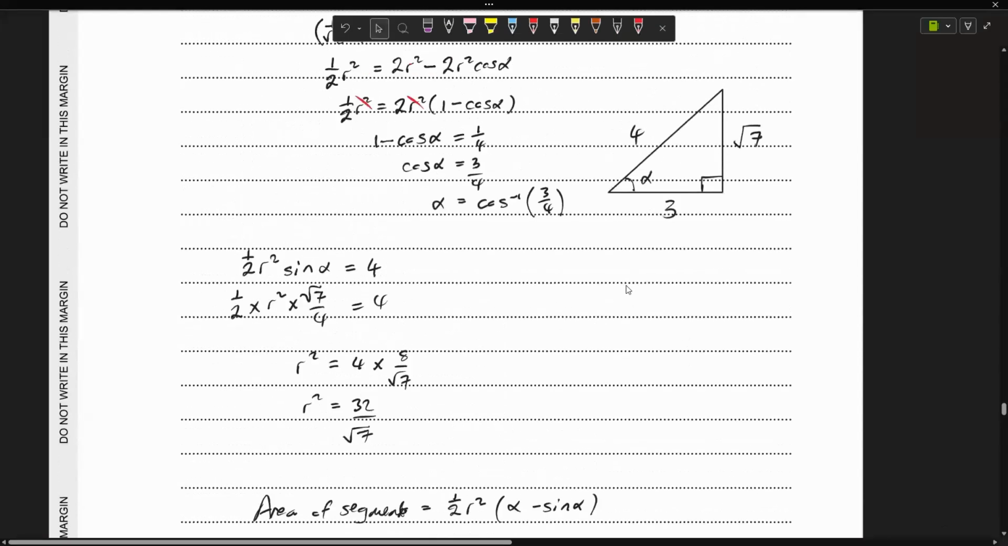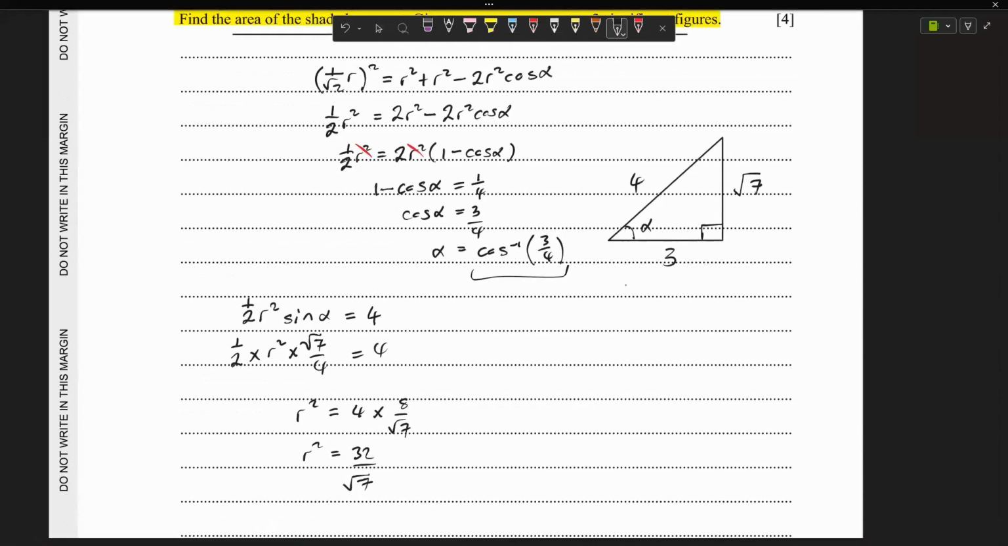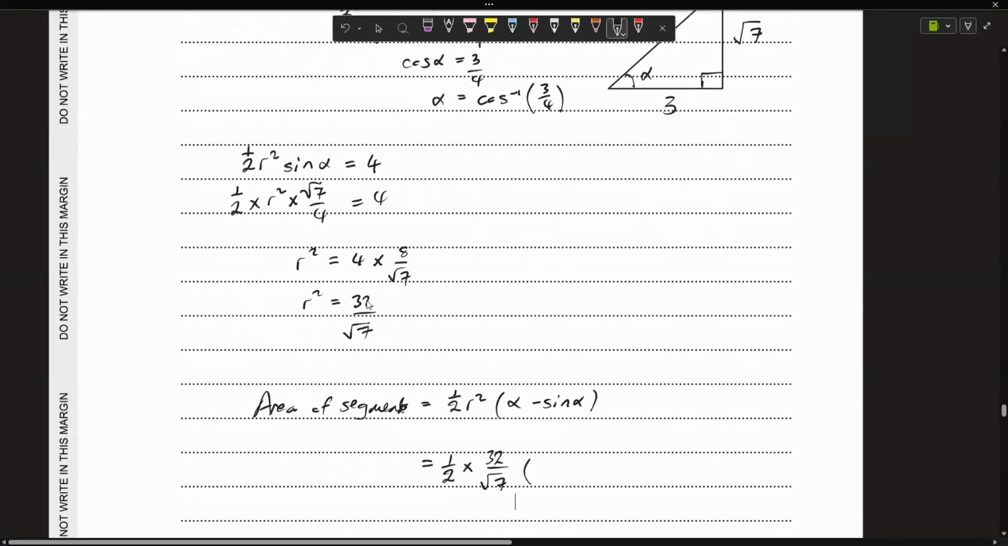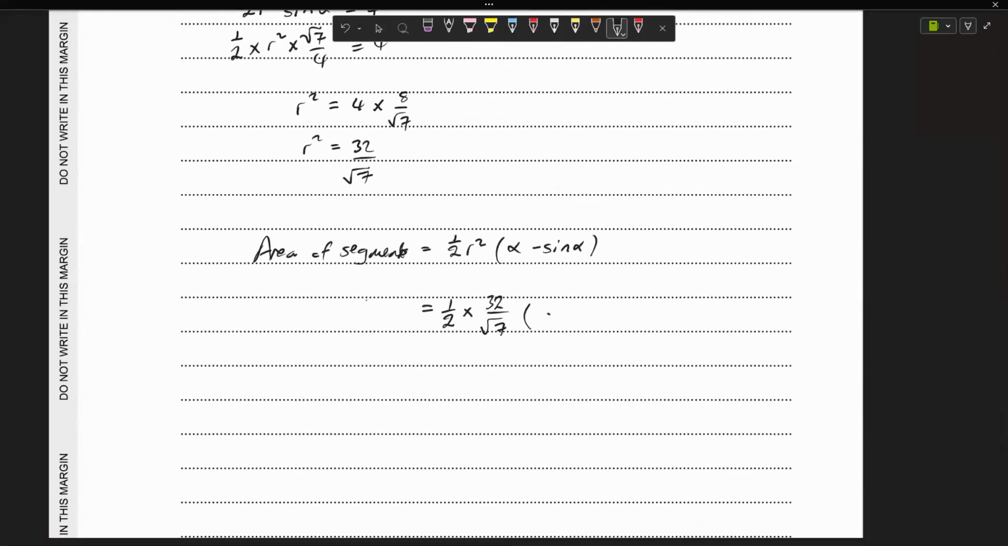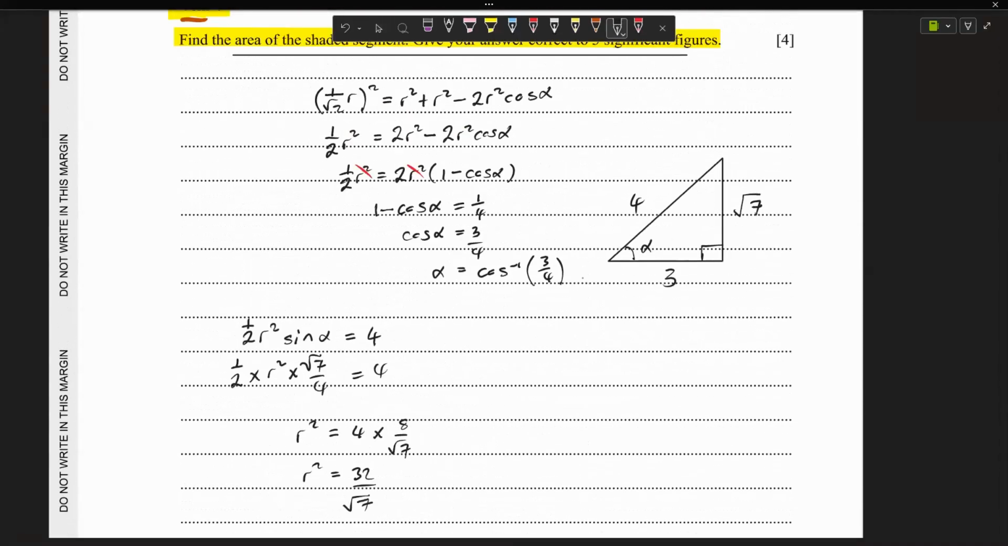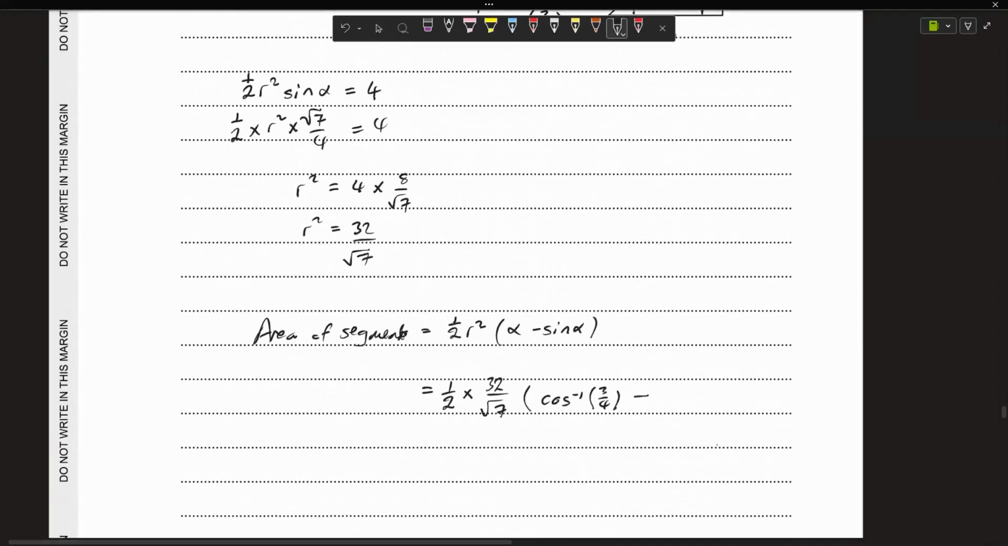Alpha is what we got here. That's arc cos of 3/4. So I'll just use that for alpha: arc cosine of 3/4. And that's minus sine alpha. Sine alpha is opposite over hypotenuse, so that's root 7 over 4. So minus root 7 over 4.